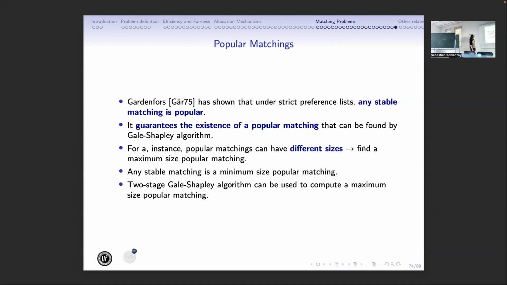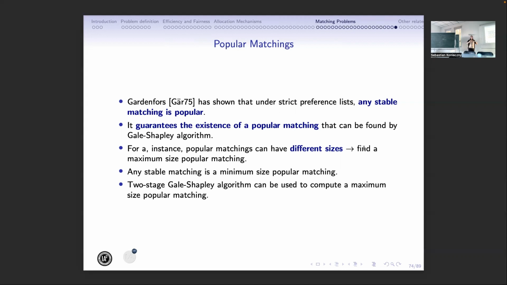And one other good point about popular matching in two-sided markets is that any stable matching is a popular matching. And as the Gale-Shapley algorithm always finds a stable matching, you can use Gale-Shapley to find a popular matching. So the matching returned by Gale-Shapley is stable, but it is also a minimum size popular matching.